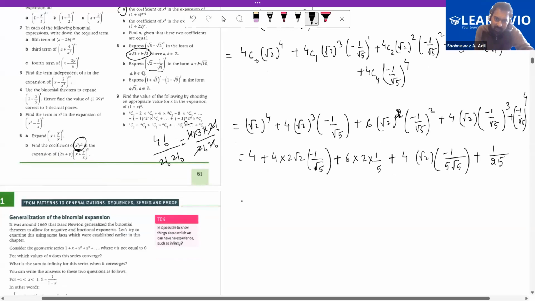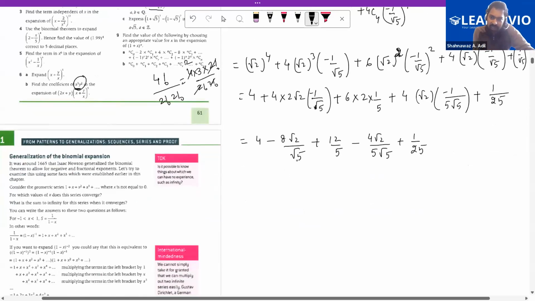So if we simplify this, this is 4 minus 8 root 2 by root 5. And then this is 12 by 5. And then this is minus 4 root 2 divided by, how much is this thing? This is 5 root 5. And then this is 25. Right. These two terms have root in the denominator.